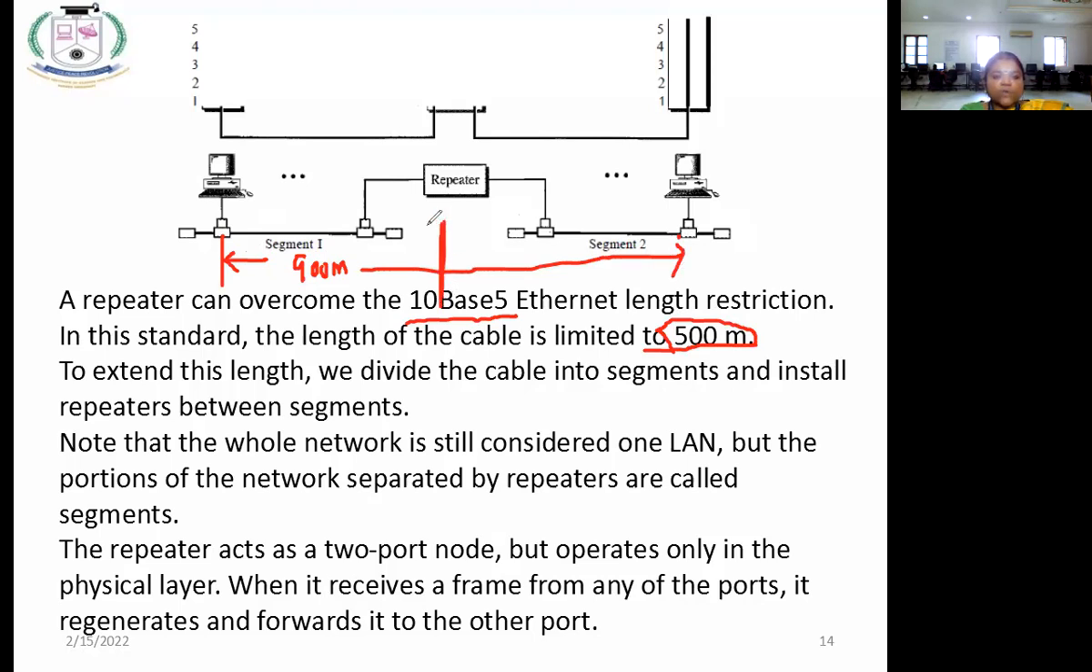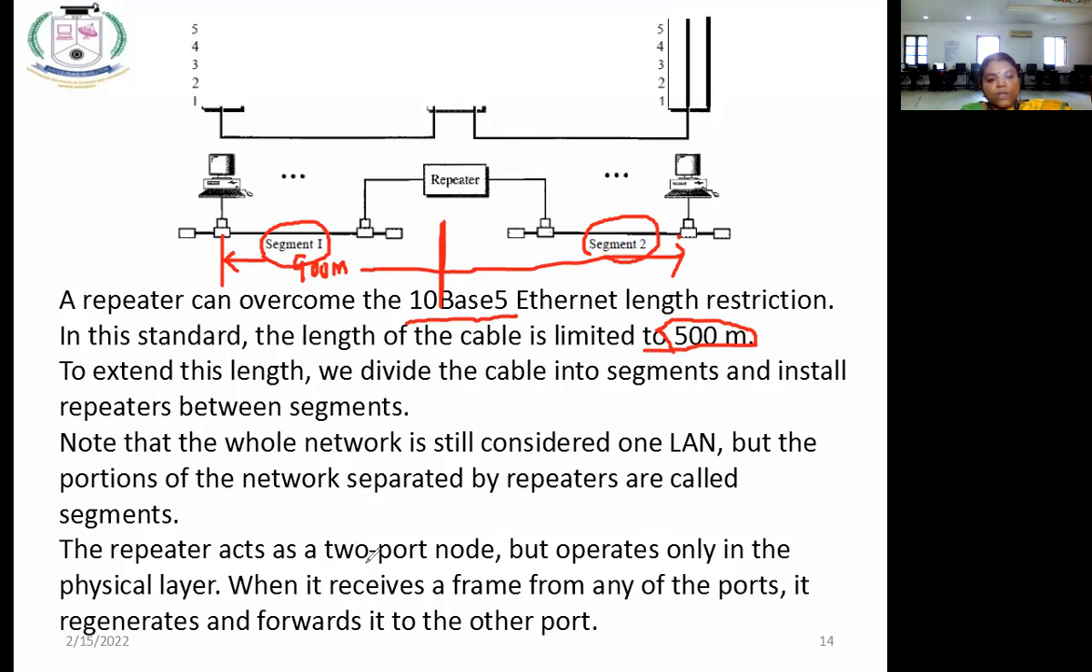But still what I can do is divide this into smaller units, that is called a segment. In between segment 1 and segment 2, I can fix a repeater. What this repeater will be doing is, it will get the signal and repeat what it has received to the next segment. From segment 1, what it is receiving, it will just repeat to the other side. It is not going to amplify, it is just going to repeat what it gets.